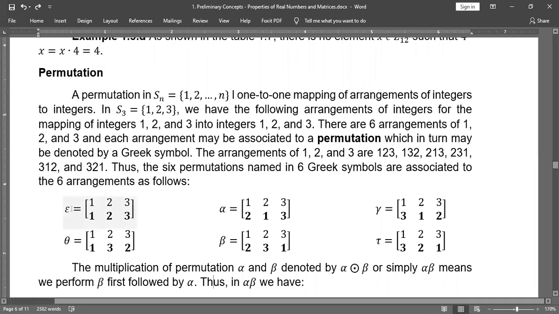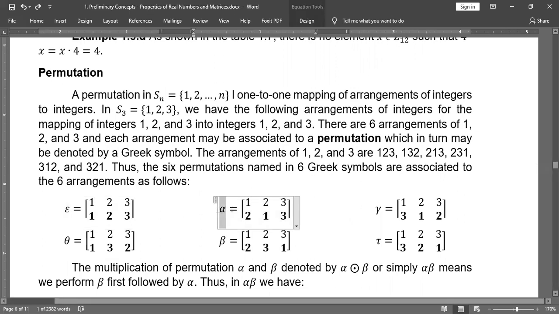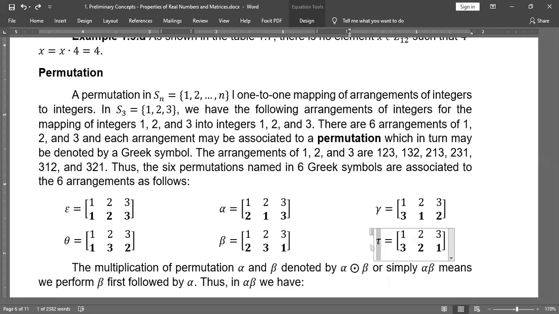So we have, yung symbols na gagamitin natin are epsilon, alpha, gamma, theta, beta, and tau. Okay? Take note dun sa mga Greek letters natin: epsilon, alpha, gamma, theta, beta, and tau.